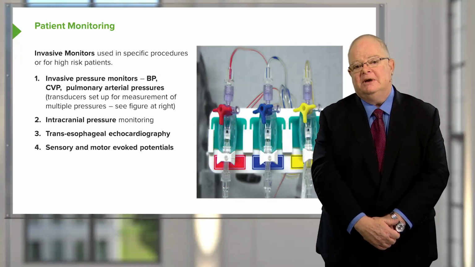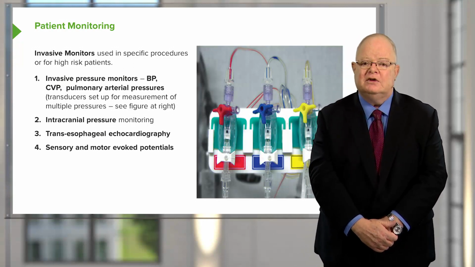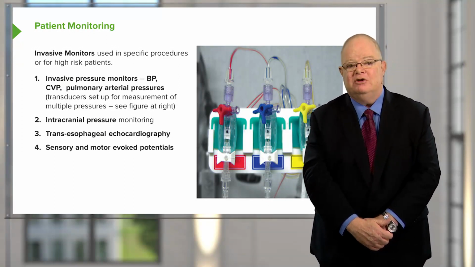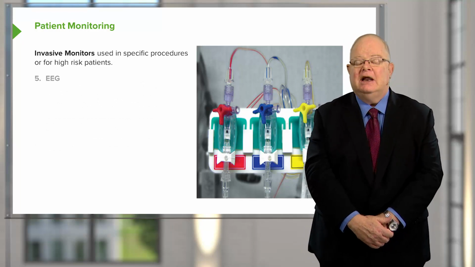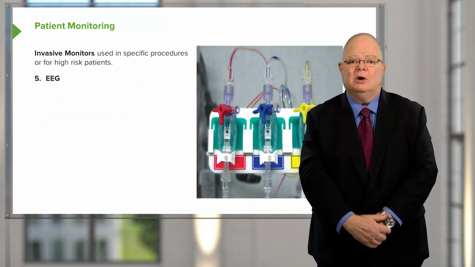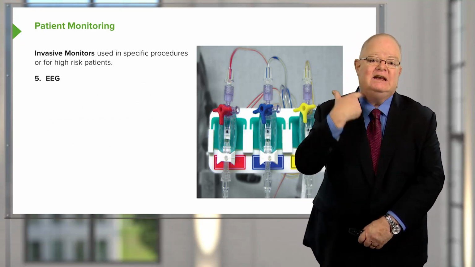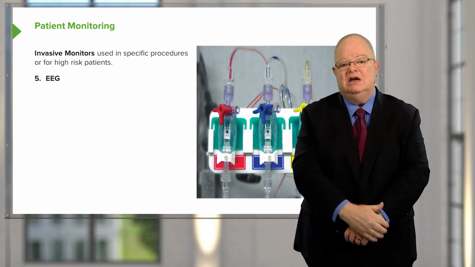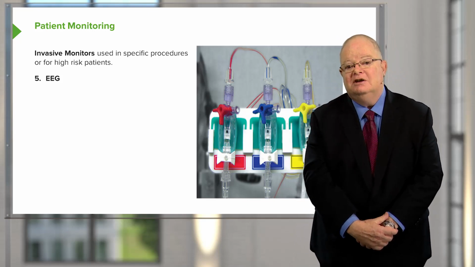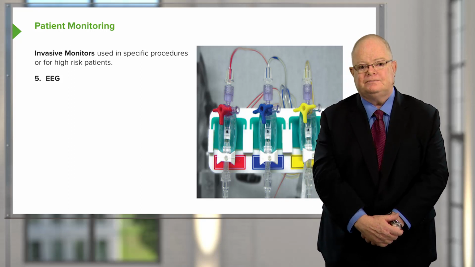Sensory and motor evoked potentials are used in spinal cord surgery to make sure that nervous connections between the spine and the lower limbs don't get damaged during the surgery. Electroencephalogram is sometimes used in surgery. In one of the hospitals I work in, we use it all the time when we're doing carotid endarterectomies. In other words, cleaning out the carotid artery. We use an EEG to make sure that the patient's not having a decrease in the cerebral circulation, which might be a precursor to a stroke.